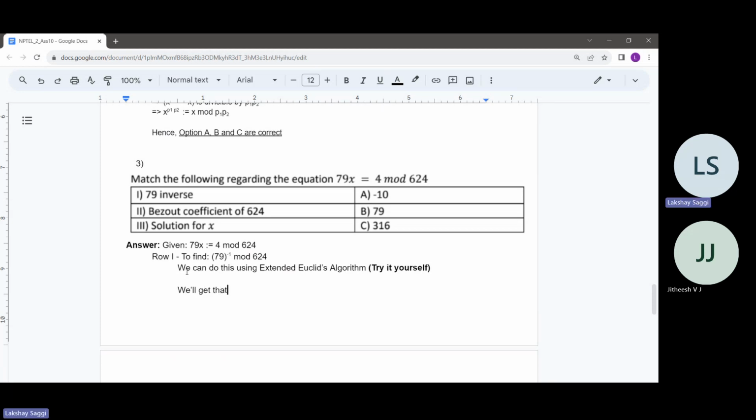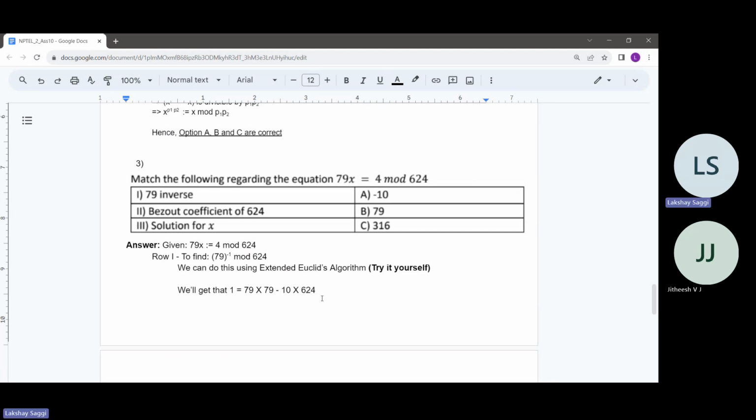So what do we try to do in the extended Euclidean algorithm? We try to write 1 as a multiple of this 79, the number which we are trying to find the inverse of, and the number by which we are taking modulo. So we'll get something like 1 is equal to 79 times 79 minus 10 times 624.